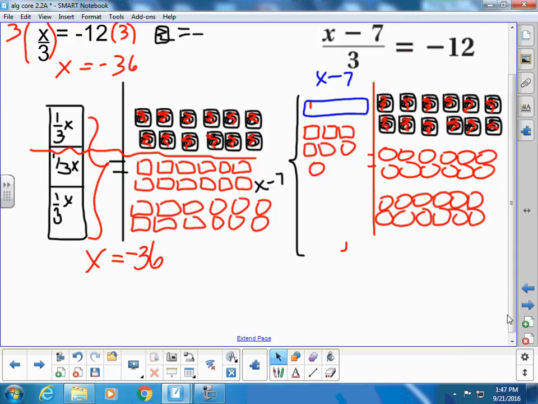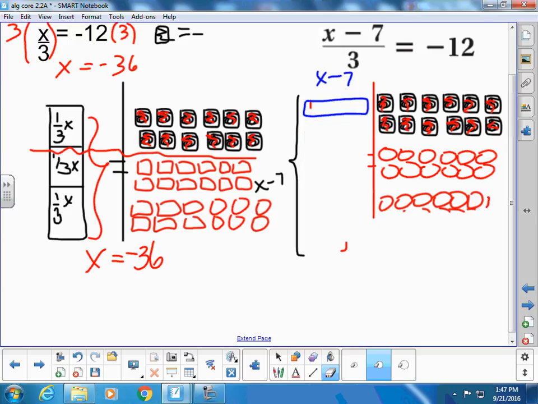And now we have identical things on both sides, so I'm going to get rid of 7 here, which means I can get rid of 7 here. And we have 1x equals negative 29. 12 and 12, 24, 25, 26, 27, 28, 29. Negative 29.